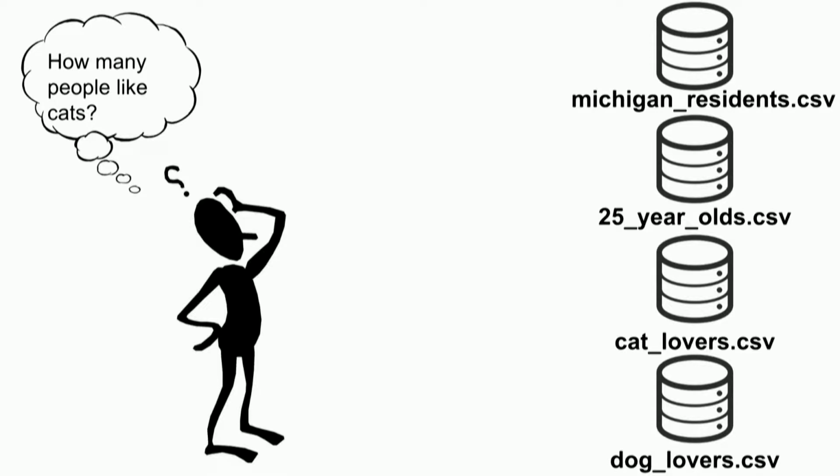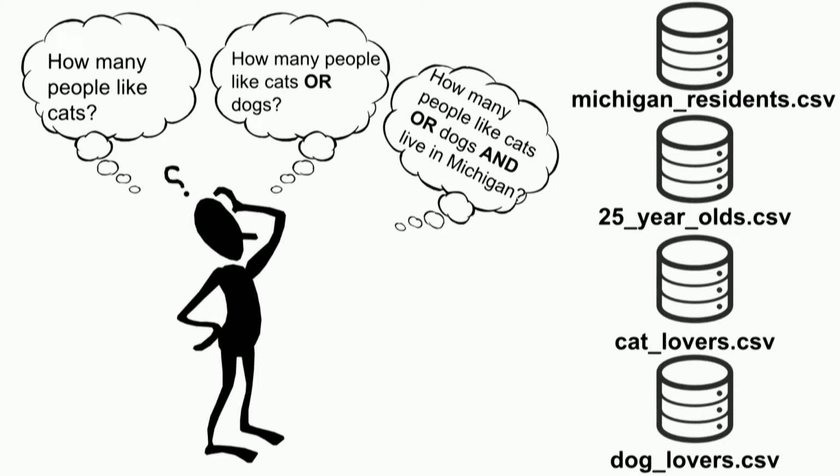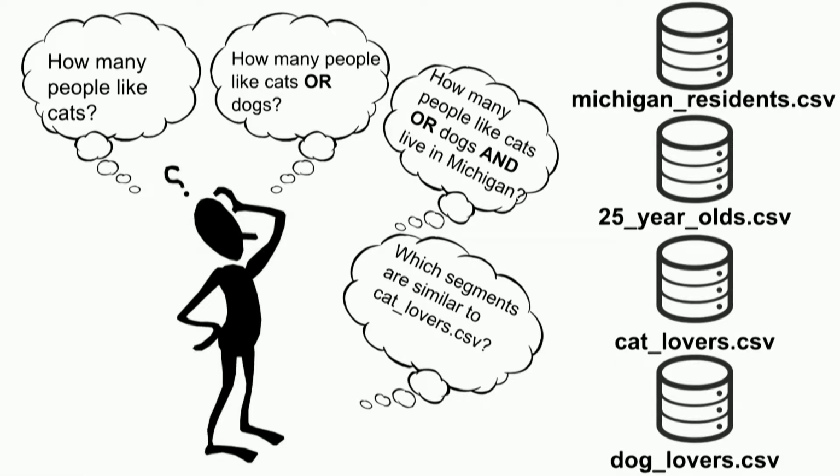how many people like cats? Let's say you want to run some pet food advertisement or something like that. You might want to say, how many people like cats or how many people like dogs? You might also ask something a little bit more complicated, like how many people like cats or dogs? You might also ask how many people like cats or dogs and live in Michigan. So the important part is that you're starting to combine these different data sets in interesting ways. And similarly, what if you start with a list of people who like cats, and then you want to find people like those? You want to find data sets that are similar to those data sets or segments. How do you go about doing that?